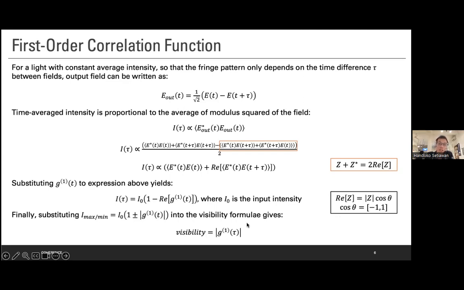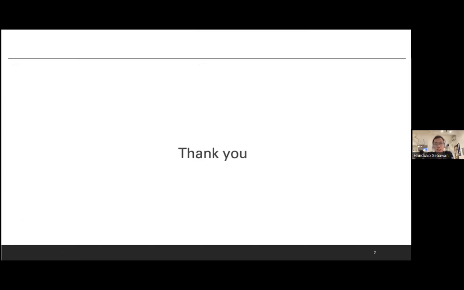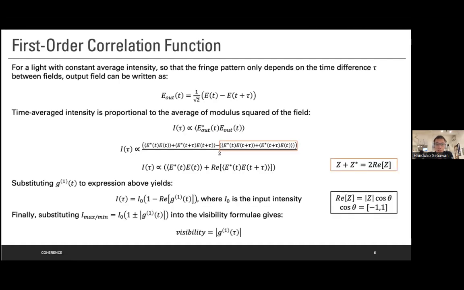Hence, the visibility itself will also be a description of how coherent the light is. And I guess that's all from me. Oh, sorry, is there any question?